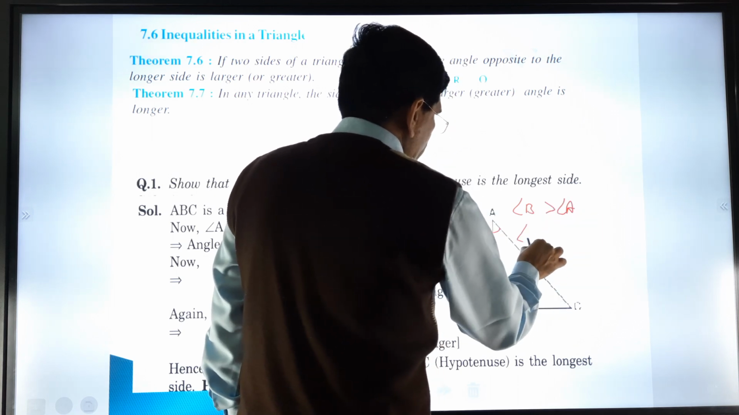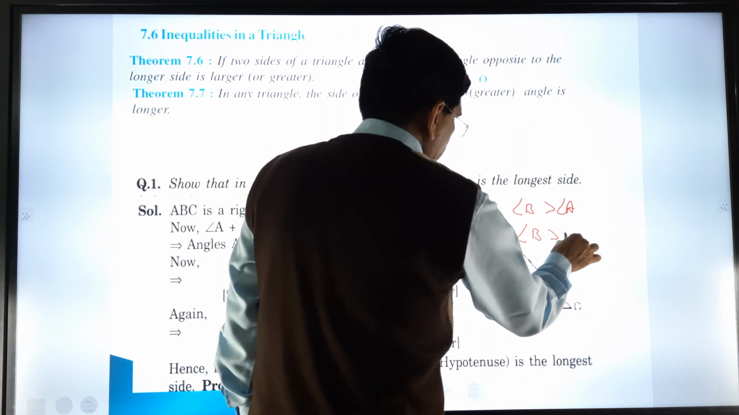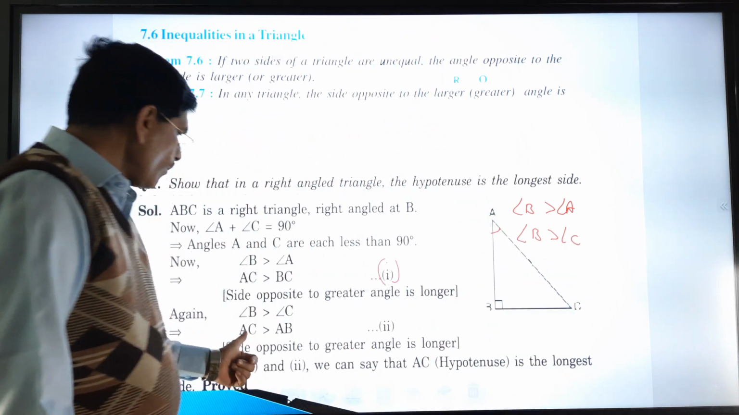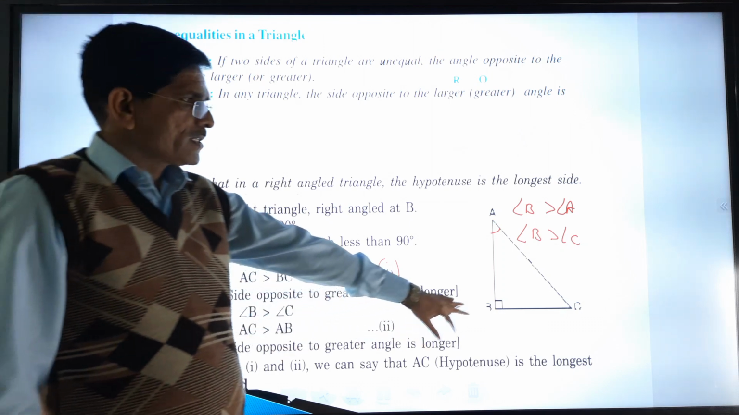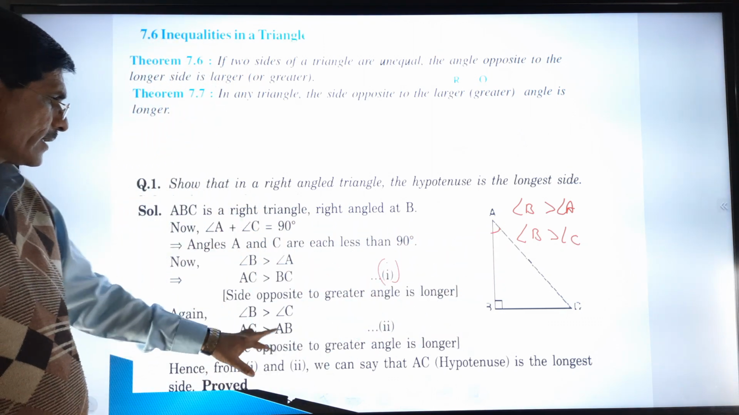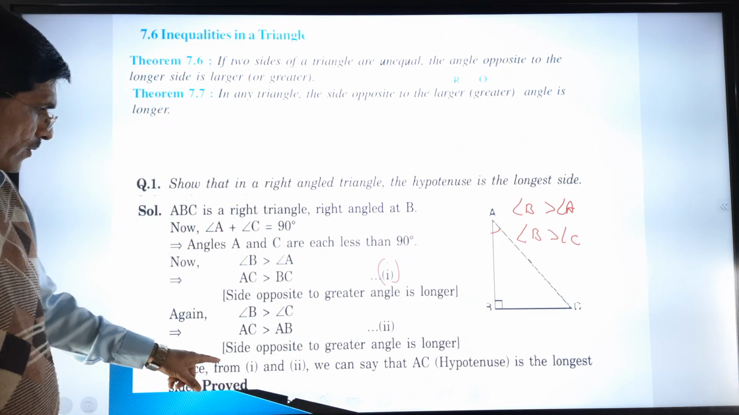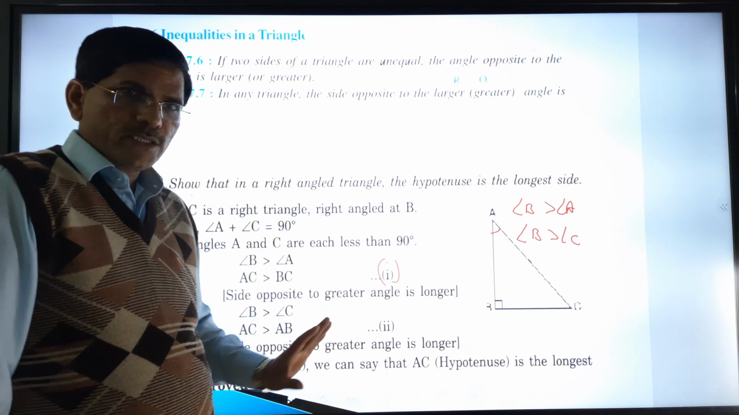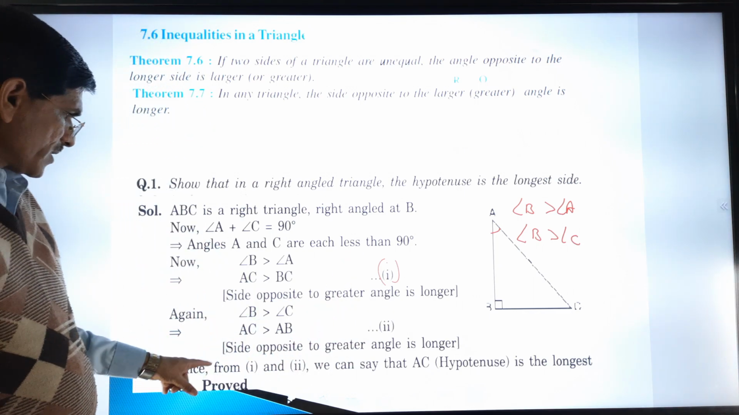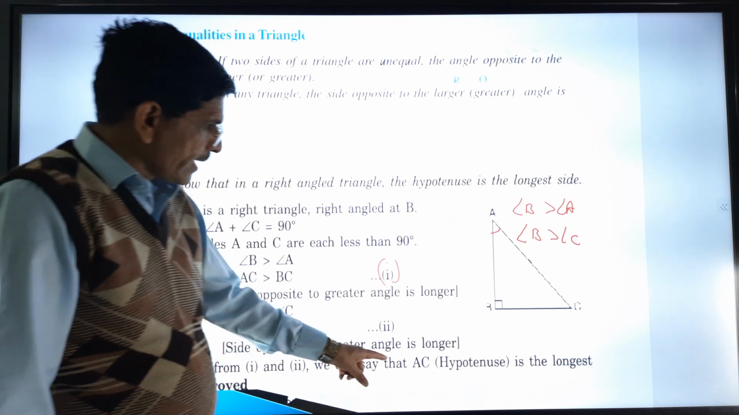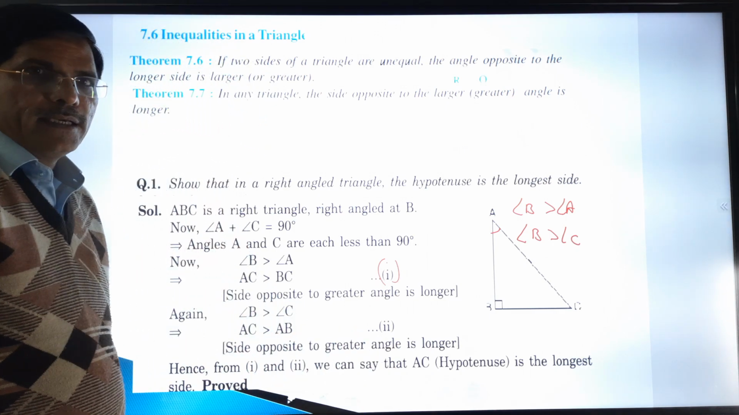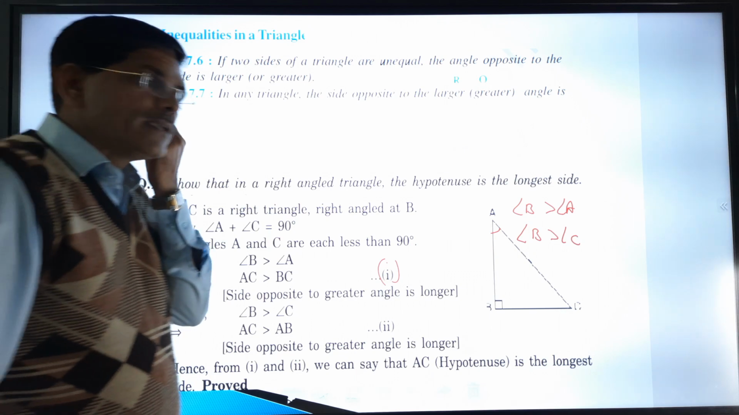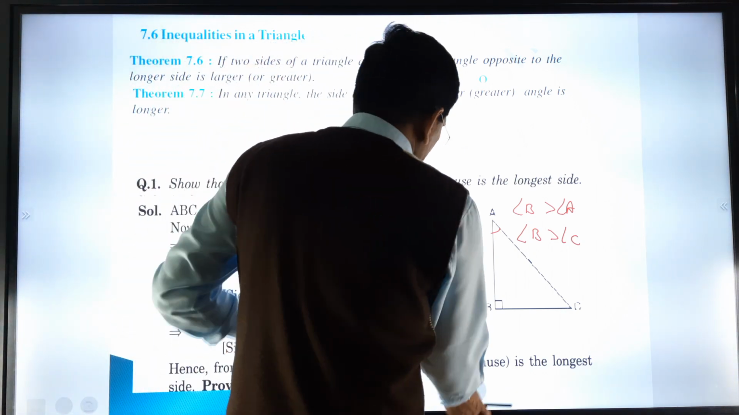Second time I have to say that angle B is greater than angle C. Again, angle B's opposite side is AC, so AC is greater than AB. So the side opposite to the greater angle is longer. So from equation 1 and 2 we can say that AC, the hypotenuse, is the longest side of the triangle.